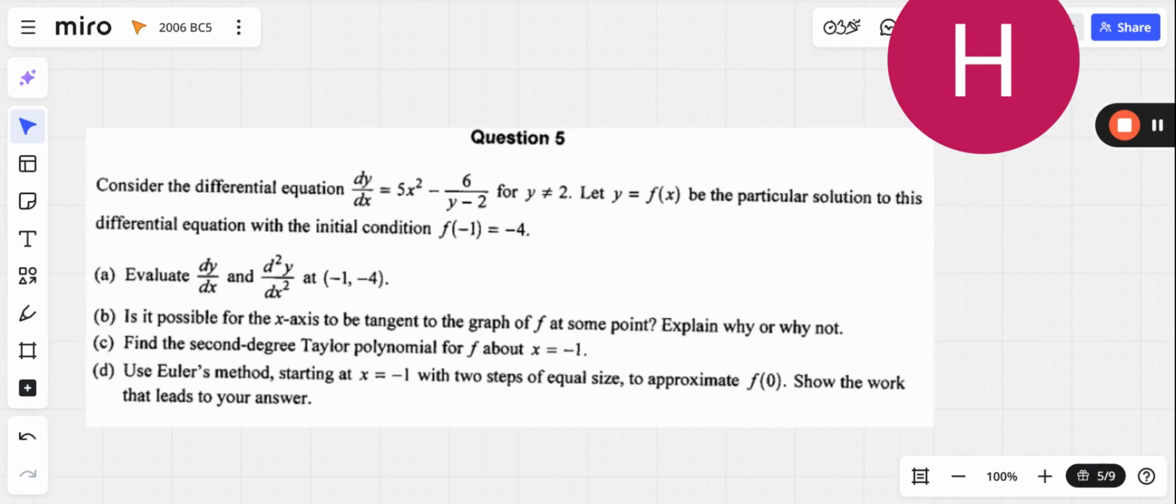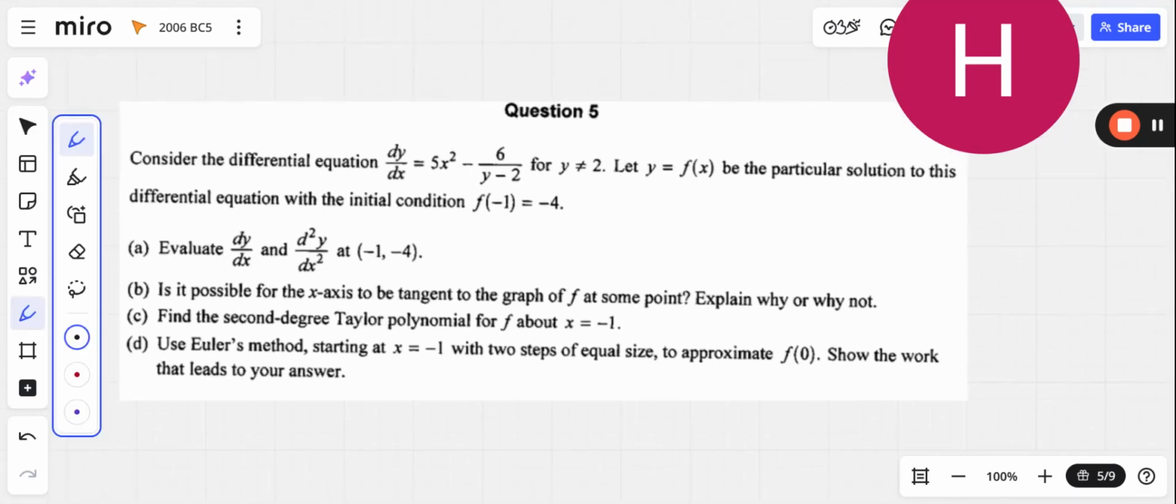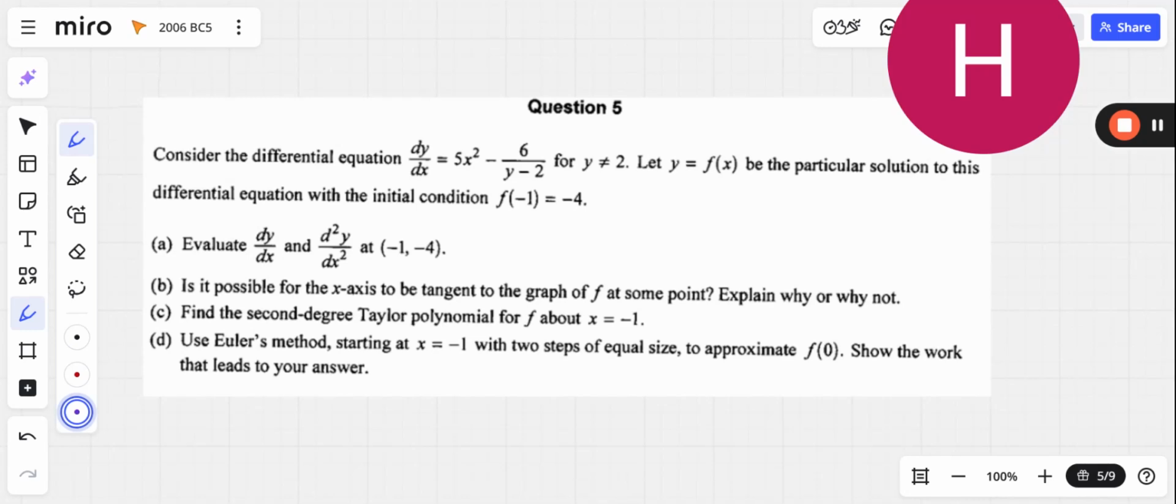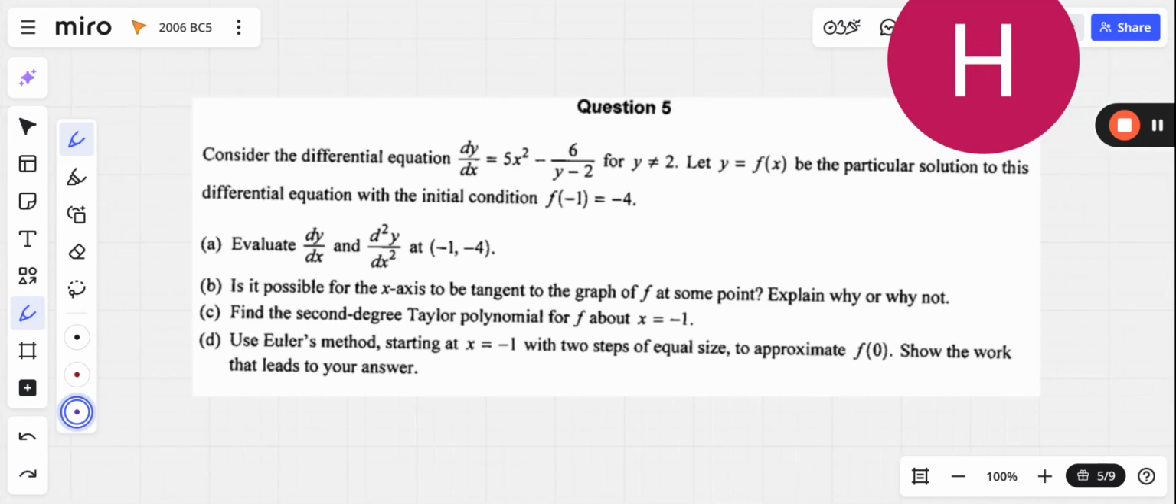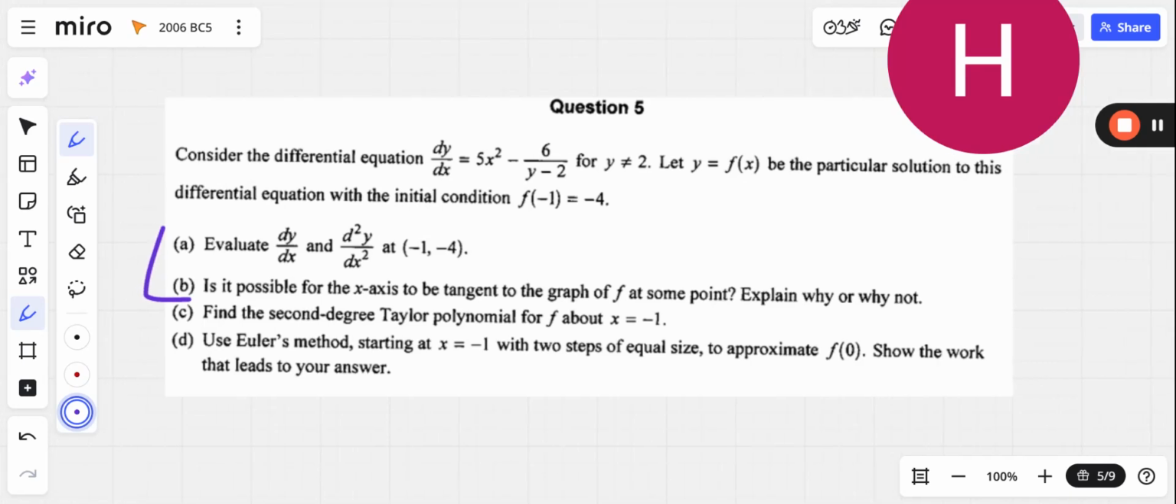This is a BC question. However, the only BC component is at the latter half. Part C is definitely a BC type question asking about a Taylor polynomial. Part D, I believe, is also a BC topic, although an AB student could do it if they understood Euler's method. That being said, AB students, you might just want to give yourself half the time and do parts A and B if you're so inclined.